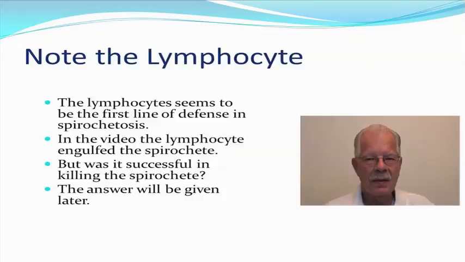over the lymphocyte. In the previous video you noticed that a lymphocyte engulfed the spirochete, and what happens there is that you see phagocytosis and engulfment, but are these phagocytes successful in eliminating these spirochetes, causing them to actually vanish and not cause disease? Well, we'll be talking about that later.